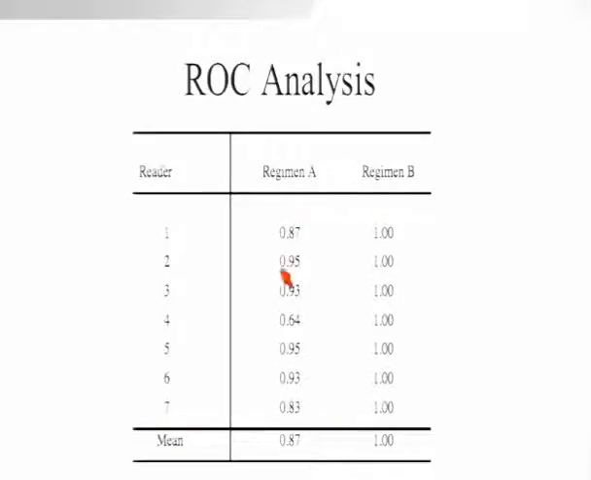Okay? If you have a look at regimen A, the mean ROC analysis we got was 0.87. If you look at regimen B, we got to 1. Okay? So all of them were getting the right pathology correct between the radiologist and the vascular surgeon.